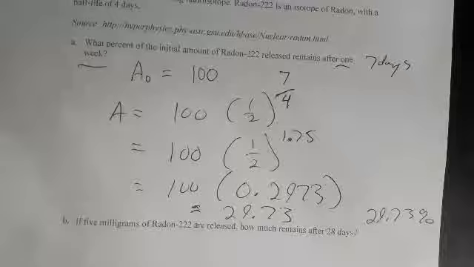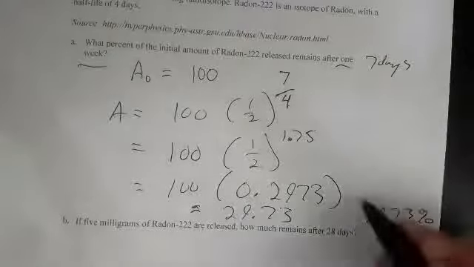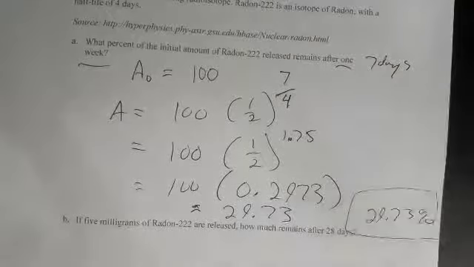So this is a bit of an odd question because they're asking the factor by which it reduces and not the actual amount by which it reduces, right? And the factor by which it reduces is 29.73%.